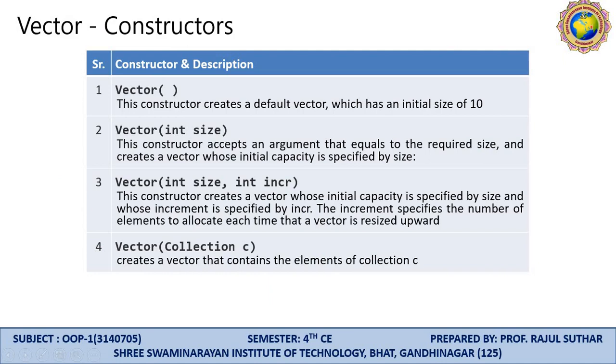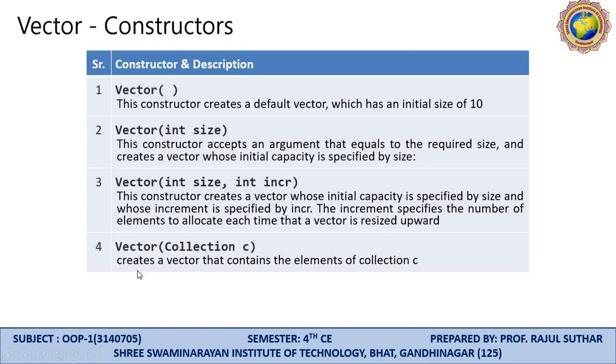Vector construction: how can we construct the vector? This is the description as well as the constructors of vector. So Vector() is one constructor. This is the default vector, which has an initial size of 10. Vector(int size): this constructor accepts an argument equal to the required size and creates a vector whose initial capacity is specified by size. Vector(int size, int incr): this constructor creates a vector whose initial capacity is specified by size and whose increment is specified by incr, that is the increment variable. The increment specifies the number of elements to allocate each time that a vector is resized upward.